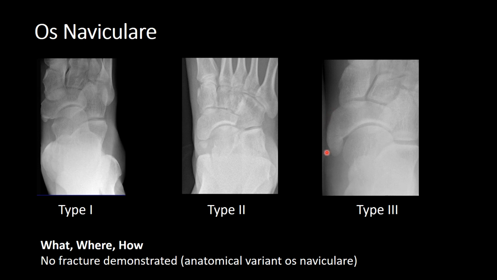Type 3 is extremely prominent. We can see there's no evidence of a rudimentary joint space. This indicates that the accessory ossicle has fused to the navicular. So, where, what, how? No fracture demonstrated. Anatomical variant os naviculare.